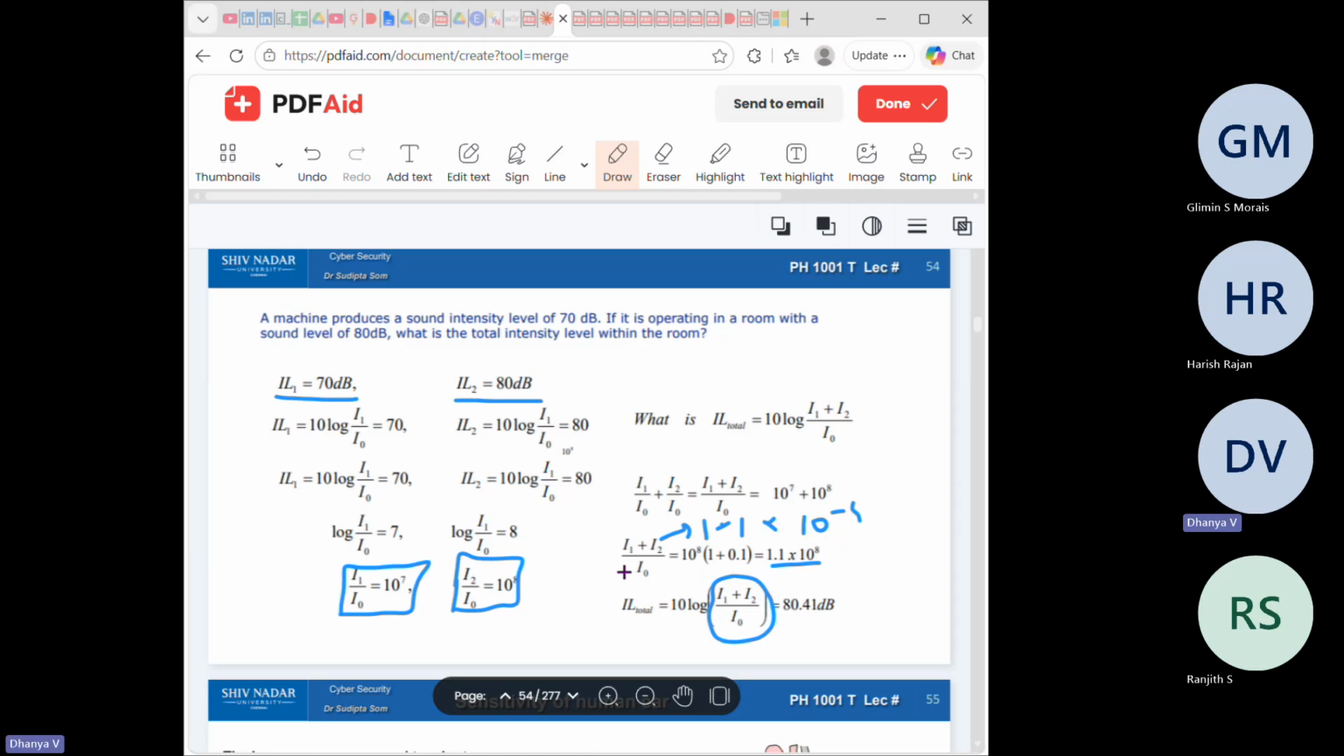By I0, we know that the threshold value is 10 to the power minus 12. So you'll end up getting 1.1 into 10 to the power 8. That's all. You just substitute that value and then 10 log 1.1 into 10 to the power 8. We will get 80.41 dB. So that's our answer.